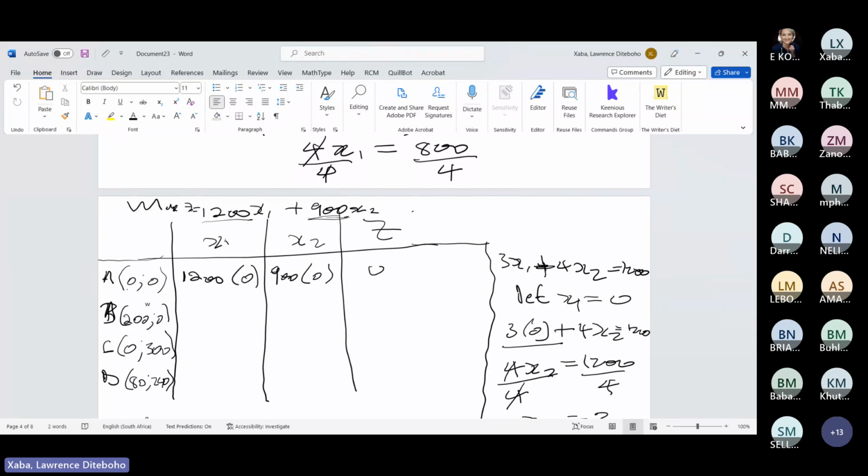We ended up with 0 there. Then for B, we have 1,200 times 200 and 900 times 0. What is our answer? 1,200 times 200 is 240,000. Okay.